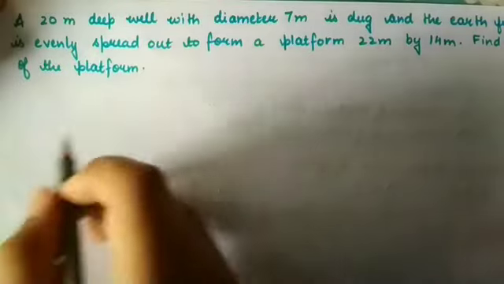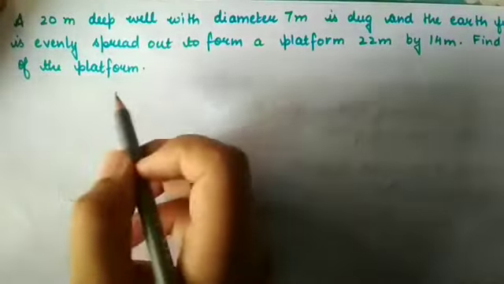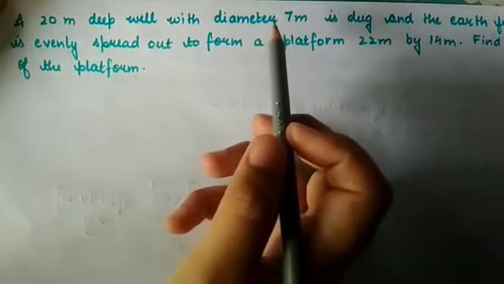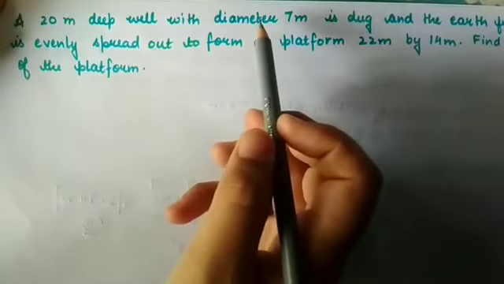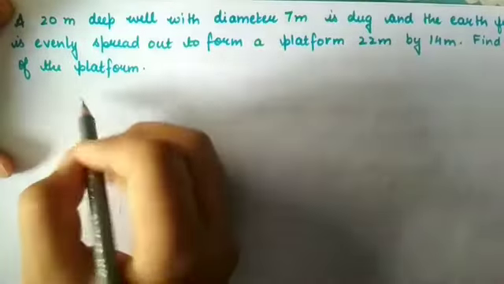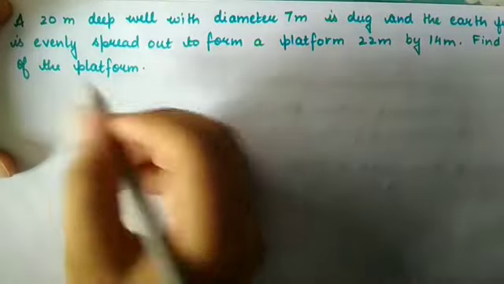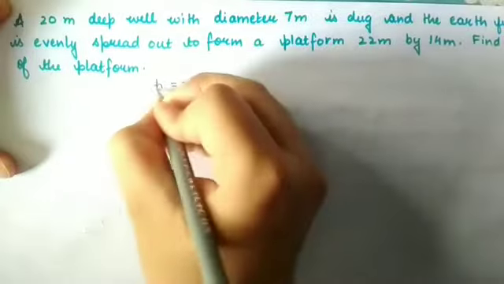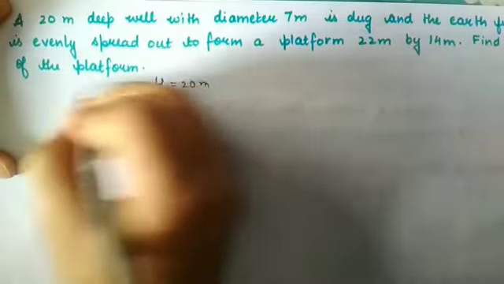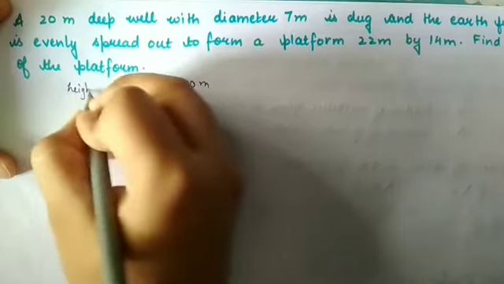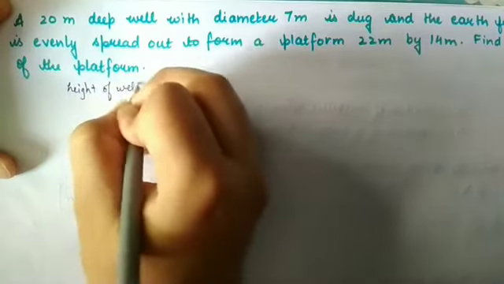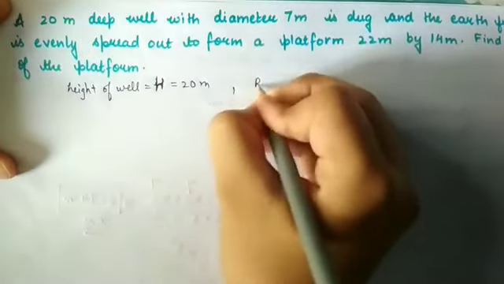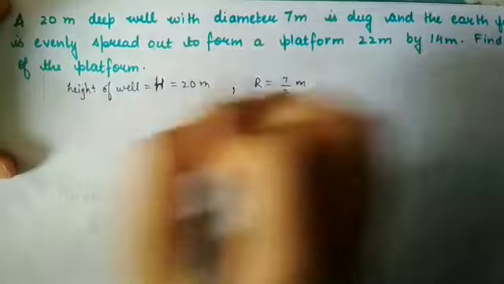It means a well is dug. Usually the shape of well is cylindrical, and moreover here height and diameter are given, so it's confirmed that it would be in the shape of a cylinder only. So well is in the shape of cylinder, so the height of well is given to be 20 meters, and let it be capital H, and this is height of well, and diameter is given to be 7, so radius will be 7 by 2 meters.